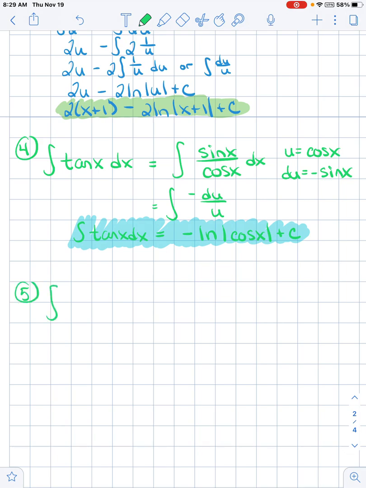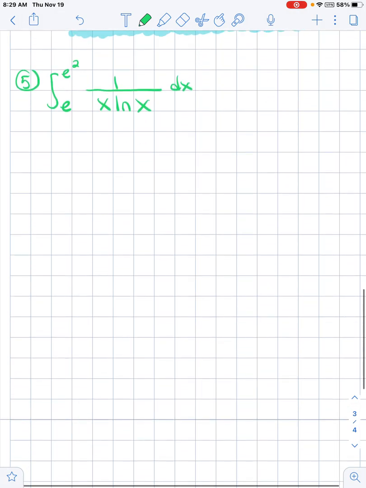We've got, let's evaluate from e to e squared, 1 over x times the natural log of x. Things are getting tricky now. You're going to have to get pretty creative with some of these things. Because right now, if u is the denominator, then du is, we're going to need to use the chain rule or the product rule. And definitely using the product rule in this will not give me 1 as a derivative. Okay, so I'm going to have to think about this a little different.